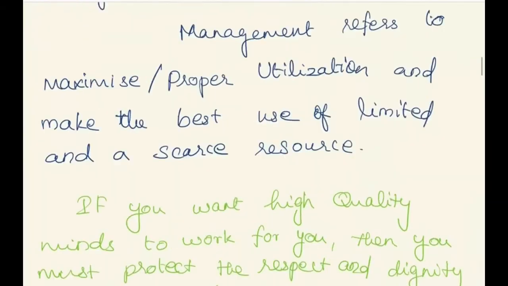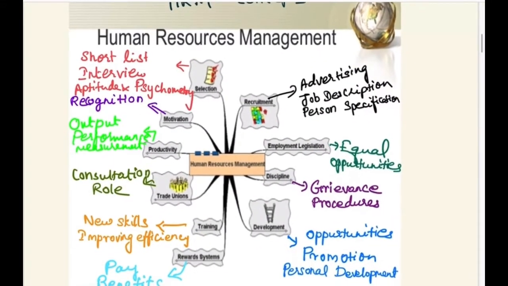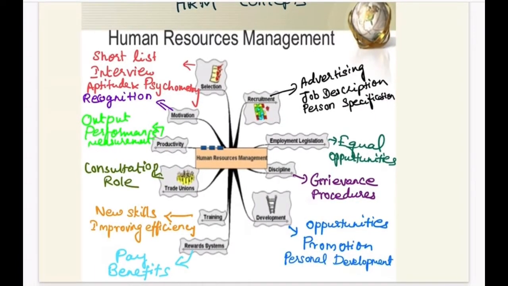Now we will see a few basic concepts of HRM, human resource management. Let us take recruitment. In an organization we go for recruitment first. If you want to employ people, then you should go for recruitment. That particular concept is called recruitment. The activity involved in recruitment is, number one, advertising. We attract a pool of applicants to apply for a particular job. That is what is called recruitment.